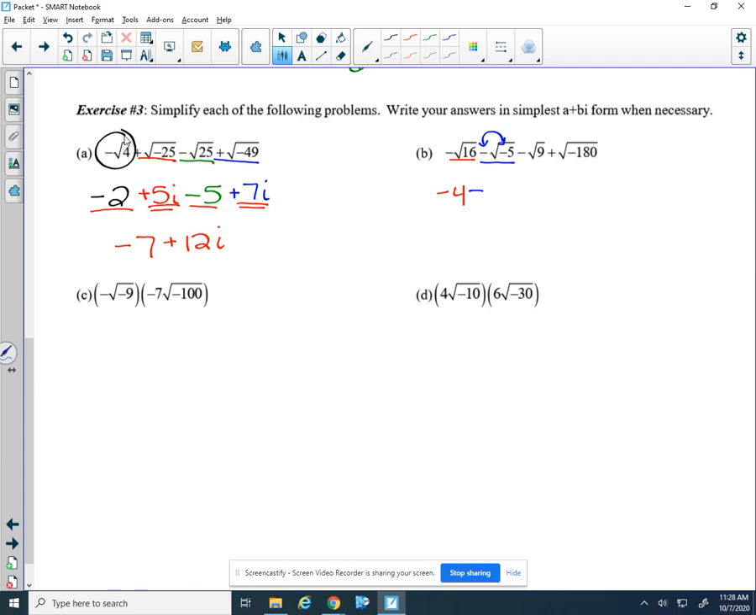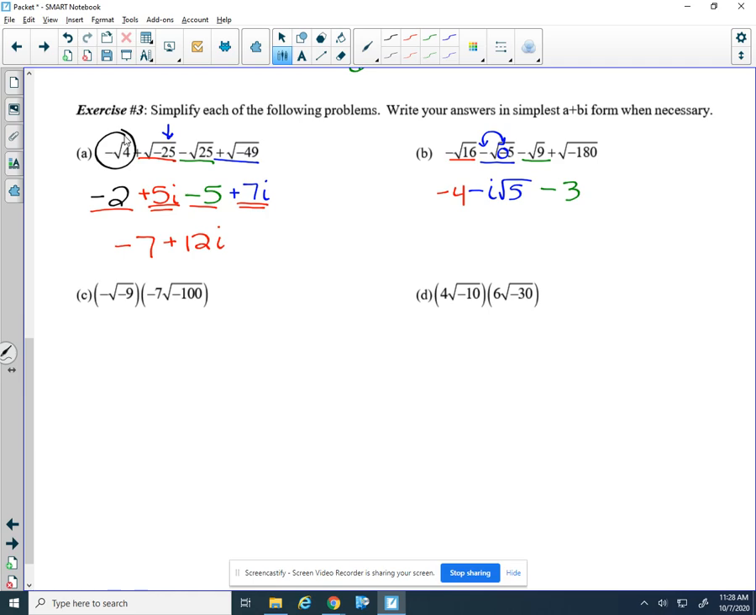So here I need to take out the i from that negative 5, but the 5 is not a perfect square, so it stays, in contrast to this 25 where I could take the square root and get 5. So the next part is negative 3, right? No negative in the radical. And then 180 you'd probably have to play around with, but I'll just do that for you now.